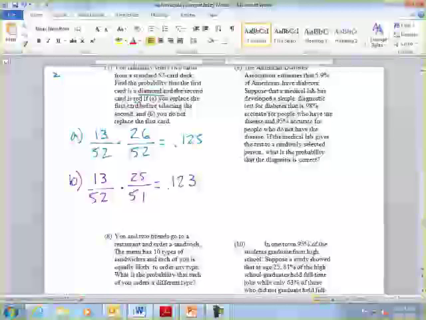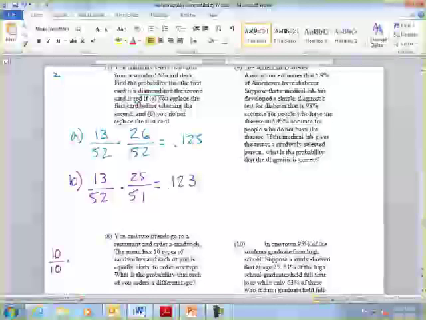The next problem says, you and two friends go to a restaurant, order a sandwich. The menu has 10 different types of sandwiches. Each of you is equally likely to order any type. What is the probability that each of you orders a different type? Okay, so the first person places their order. There are 10 sandwiches to choose from, and they can pick any of the 10.